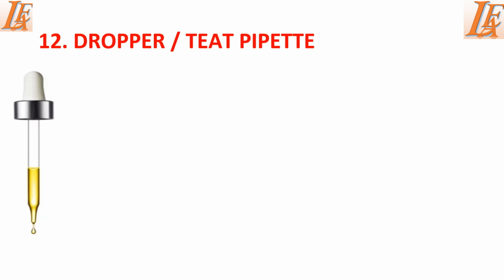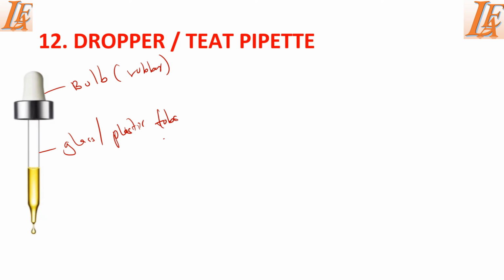Another apparatus is a dropper. Sometimes we call it a teat pipette, and this one is a small glass or plastic tube with a rubber bulb at one end. For you to identify a dropper, it should have a bulb which is made of rubber at one end, and then of course it should be made of either glass or plastic tube.